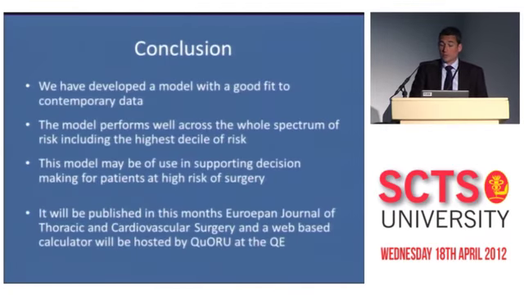So in conclusion, we've developed a model with a good fit to contemporary data. The model performs well across the whole spectrum of risk, including the highest decile of risk, and this model may be of use in supporting decision-making for patients at high risk of conventional aortic valve replacement. As I said, it's going to be published this month in European Journal of Cardiothoracic and Cardiovascular Surgery, and a web-based calculator will be available and hosted by Birmingham University.